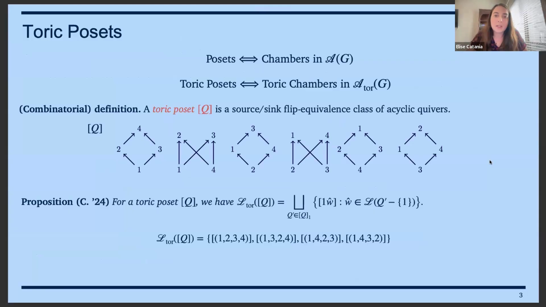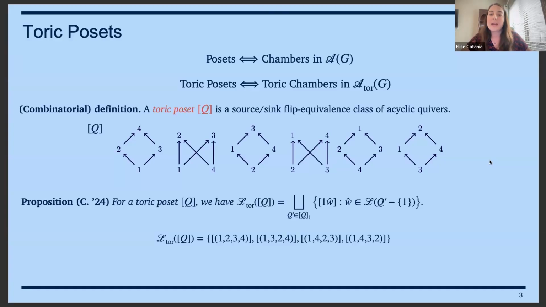Posets correspond to chambers in a graphic hyperplane arrangement. These toric posets correspond to toric chambers or connected components in a toric graphic hyperplane arrangement. So that's where these toric posets are getting their names. It's really from this toric graphic hyperplane arrangement. And so we have this geometric definition of a toric poset, but we also have a combinatorial one, which I will use today. So a toric poset you can think of as a source-sink flip equivalence class of acyclic quivers.